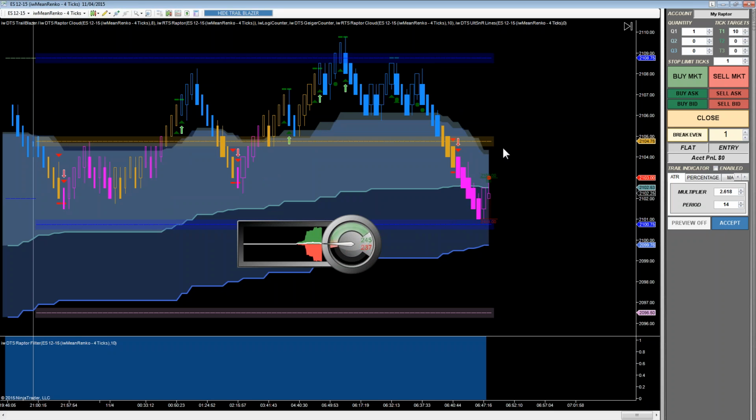See a little bit of a hiccup here, maybe get back to the median line, give us that retest, and maybe a failure signal. But right now, the Raptor a little bit more bullish on the E-mini. We'll see how that plays out.